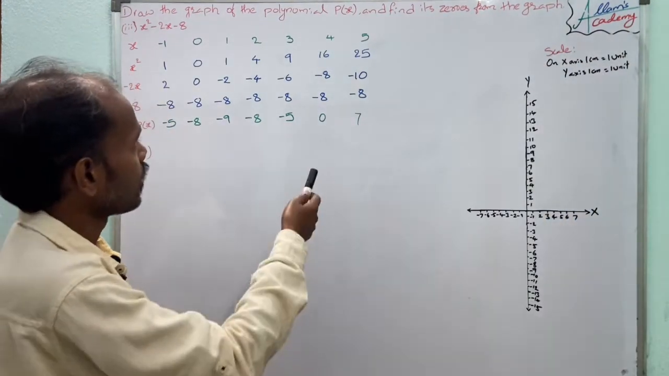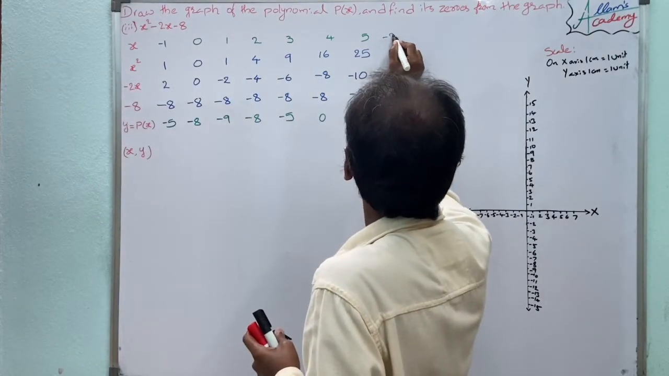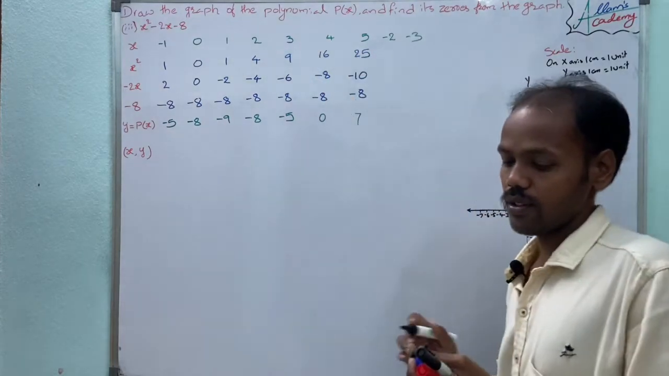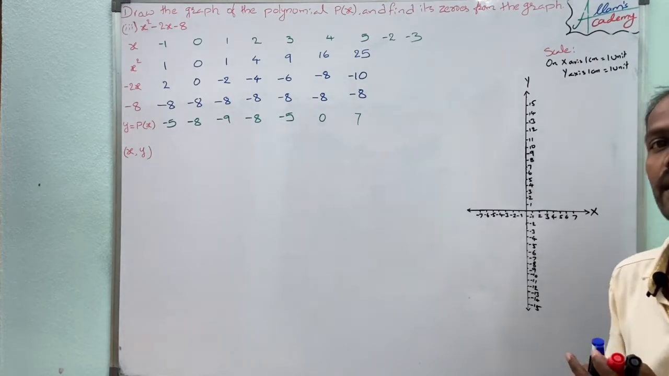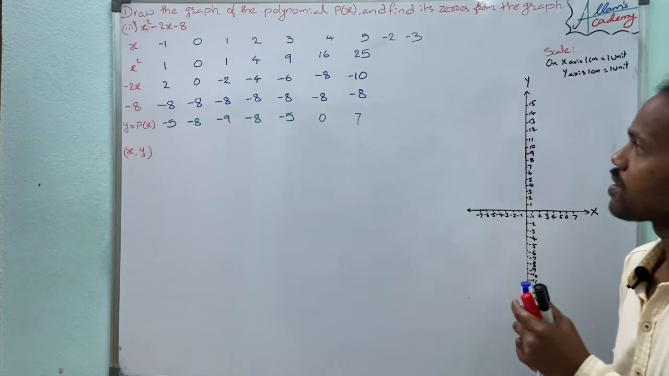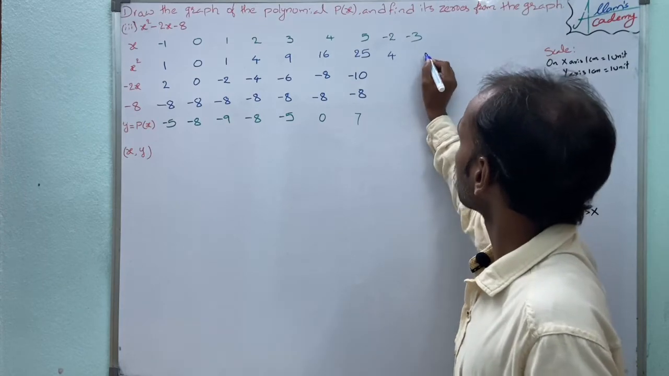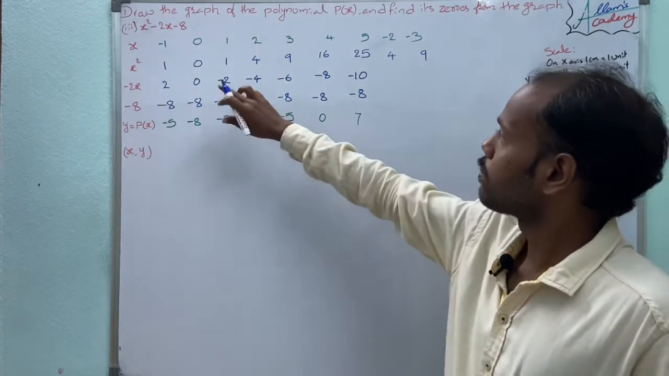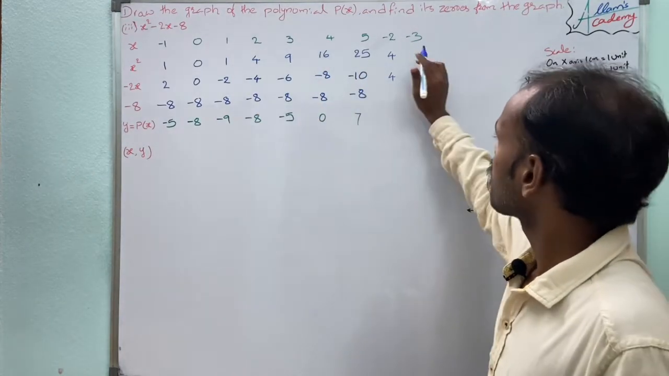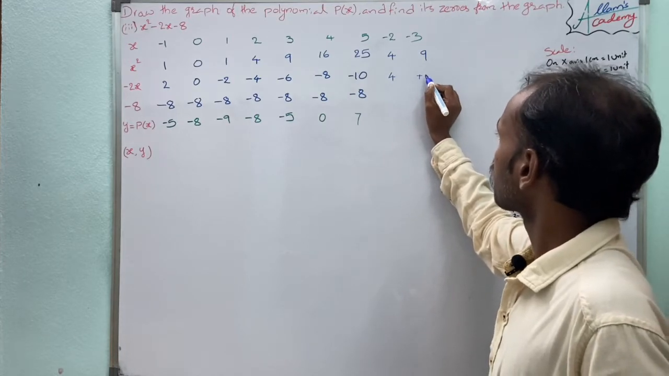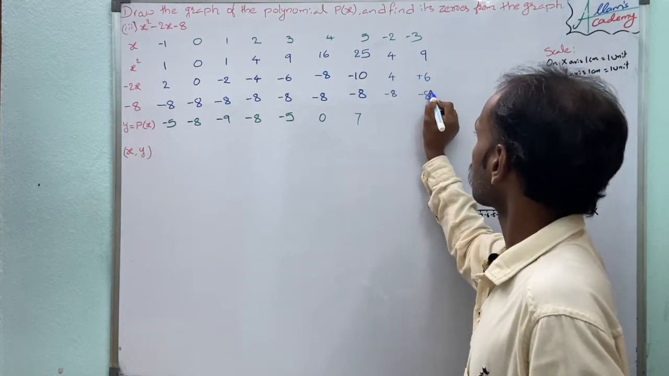Okay, so here we substitute minus 2 and minus 3 also. Why? Because here we get only a single zero, so for that purpose we substitute minus 2 and minus 3 also. Then we see what happens. Minus 2 substituted: x square, minus 2 square equal to 4, minus 3 square equal to 9. Then minus 2x: minus 2 into minus 2 means plus 4, minus 2 into minus 3, minus into minus is plus, 2 threes are 6. And the constant term is minus 8.